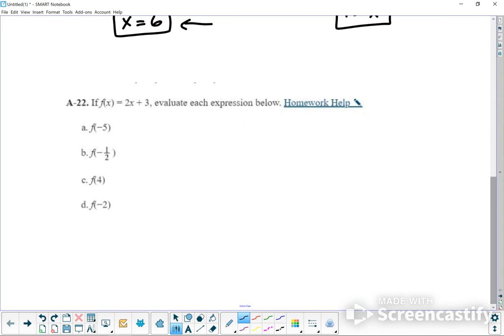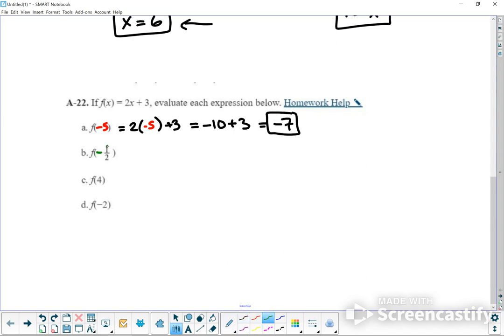Okay, evaluate each expression below. So first one, instead of x we're going to use negative 5 in here, which means this is going to be f of negative 5 equals 2 times negative 5 plus 3. Nope, that's a plus. Good thing I erased it. I saw the plus. Okay. 2 times negative 5 is going to be negative 10 plus 3, which gets you negative 7. That's your answer.